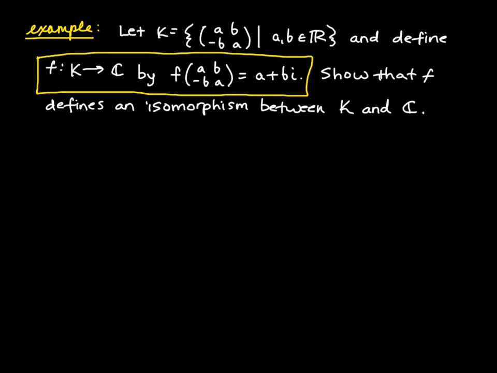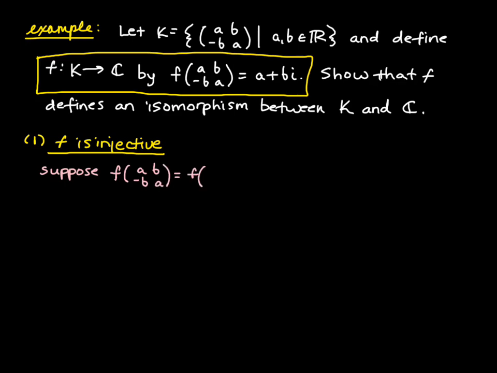We want to use this to show that F defines an isomorphism between this field K and the field of complex numbers. So we need to precisely go through and show that this map F satisfies the three criteria from our previous slide. First, let's show that F is injective. To do this, we're going to suppose that F of the matrix A, B, negative B, A is equal to F of the matrix R, S, negative S, R.